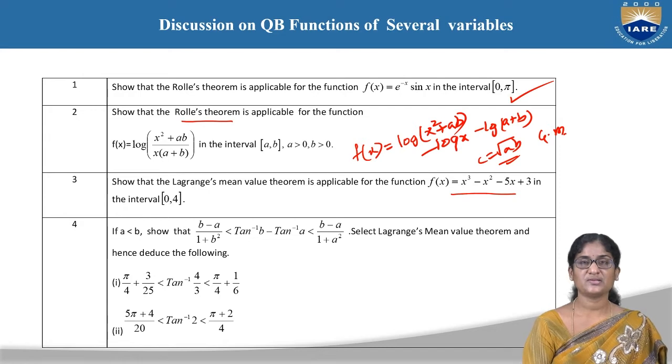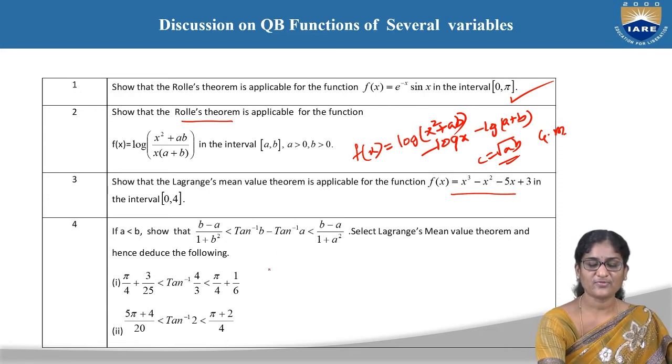So that is how we can show the third question. Now going to the fourth question: if a is less than b, show that (b minus a) by (1 plus b square) is less than tan inverse b minus tan inverse a, which is less than (b minus a) divided by (1 plus a square), by using Lagrange's mean value theorem.